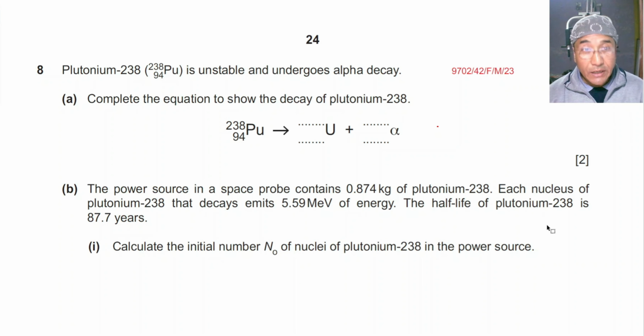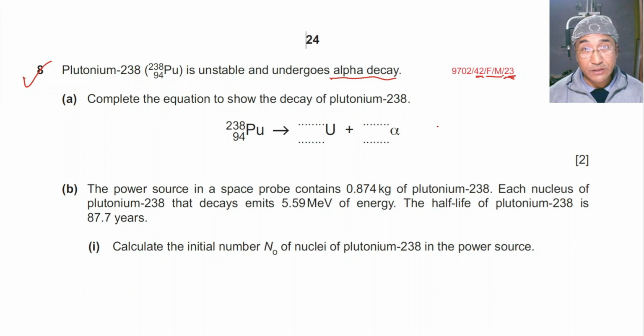So folks, today I have come with this problem of 2023. You can see here 2023, February, March, paper 4-2, and the question number is 8. This question says that plutonium-238, 94 Pu 238, is unstable and undergoes alpha decay. We have to complete the equation to show the decay of plutonium-238.